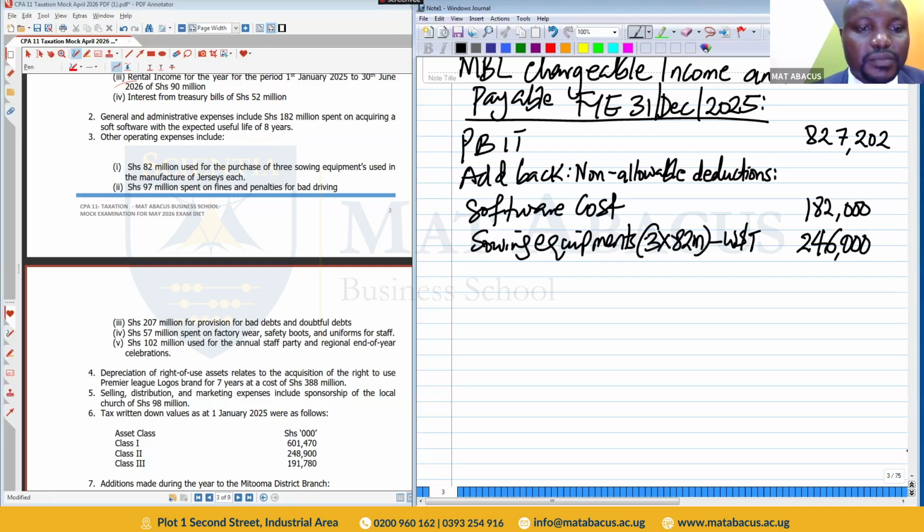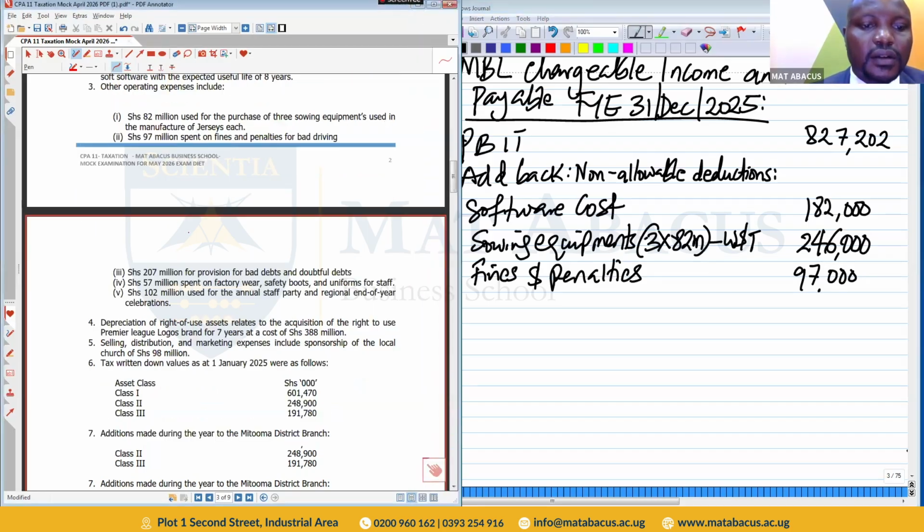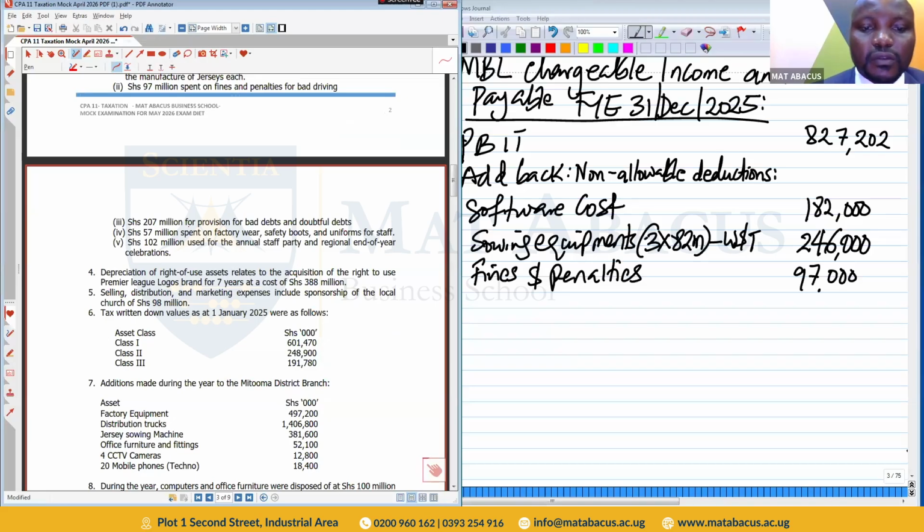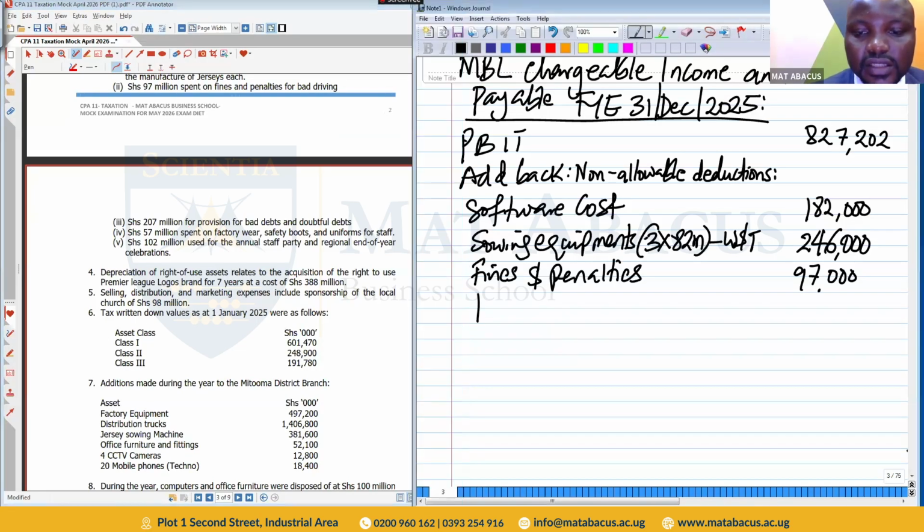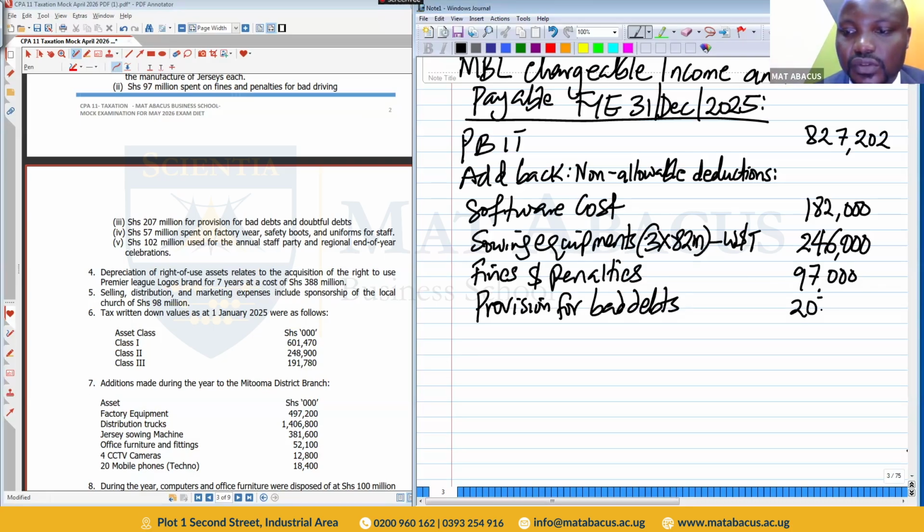Fines and penalties for bad driving. So fines and penalties are added back, 97,000. 207 million for provision for bad debts. That is also a disallowed expenditure. Provision for bad debts, you also disallow it, 207,000.